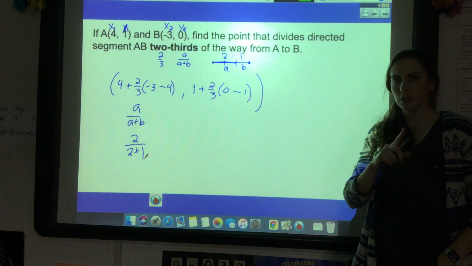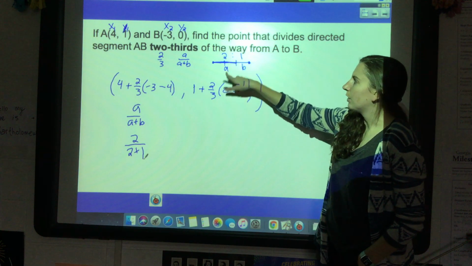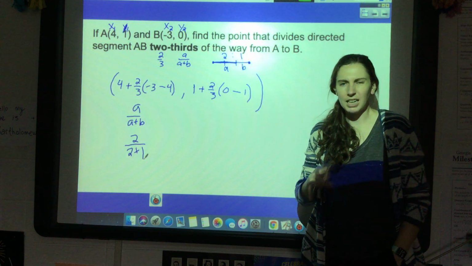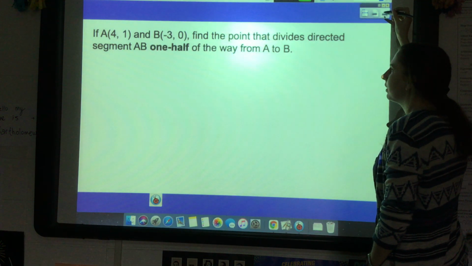And if you're using the first formula, you would have to do it this way because you would have to figure out what your A and B are. That's kind of why I like the second formula better. And that, I believe, is the end.